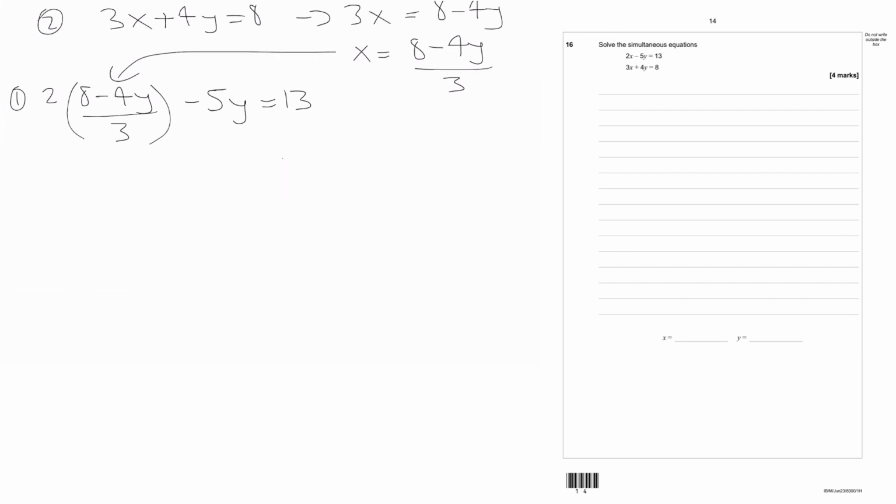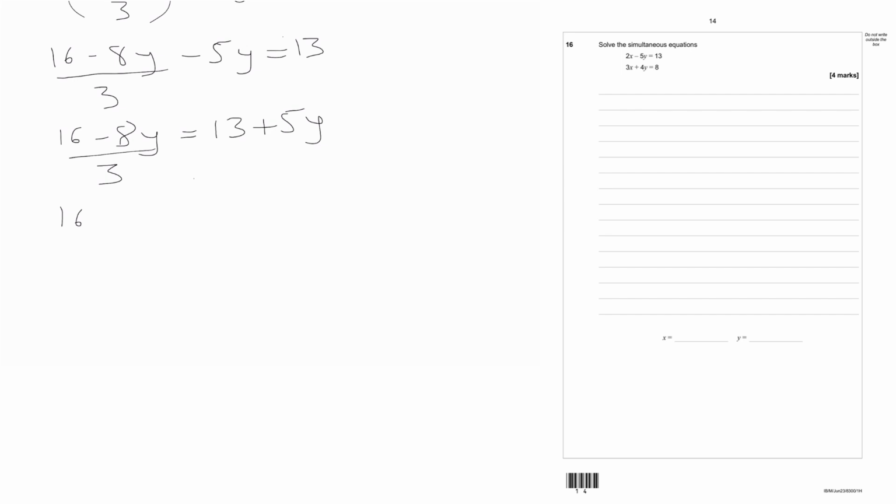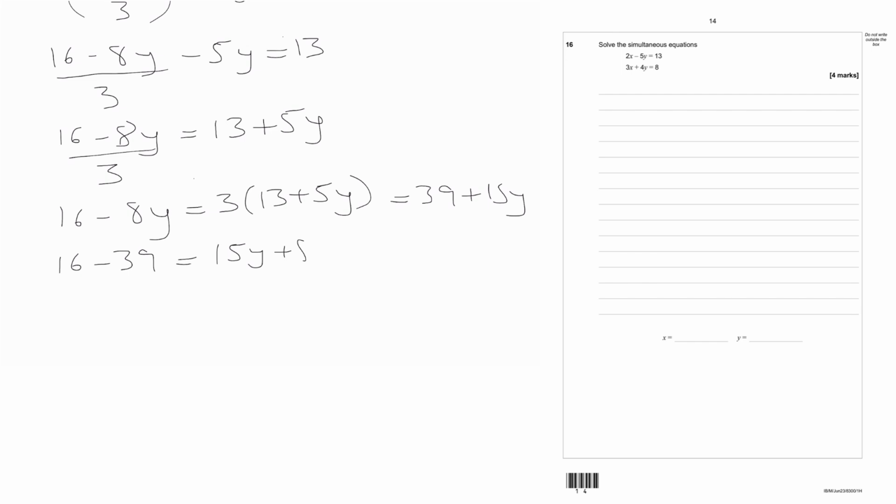So in this case, we would have 16 minus 8y over 3 minus 5y equals 13. This gives us that 16 minus 8y over 3 is equal to 13 plus 5y. Therefore, 16 minus 8y equals 3 times 13 plus 5y, and this equals 39 plus 15y. If we bring the 8y across, we get that 16 minus 39 equals 15y plus 8y, and therefore we have that 23y is equal to minus 23, and this means that y equals minus 1.